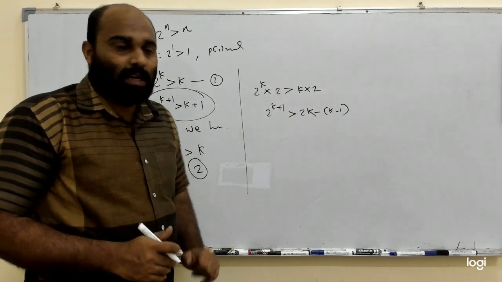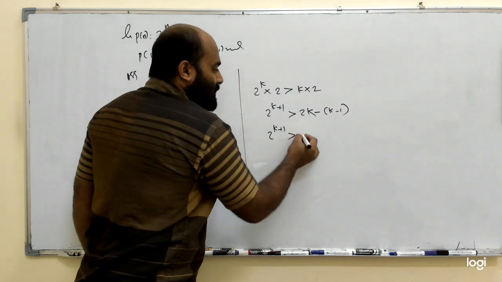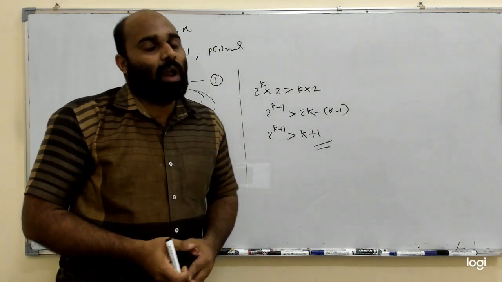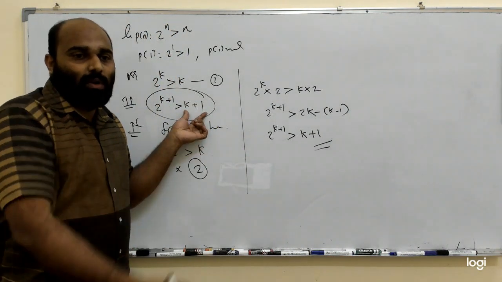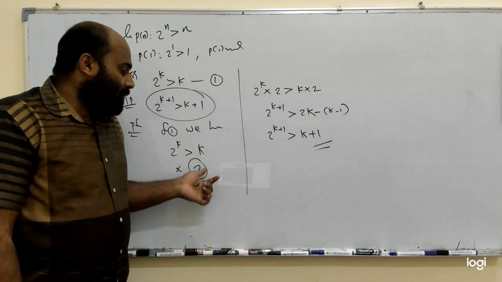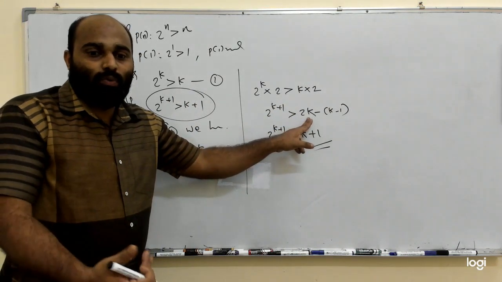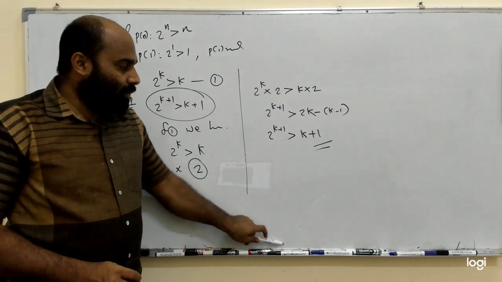So what will we get? 2 raised to k plus 1 greater than 2k minus k minus 1, which is k plus 1. From where I got k minus 1, of course you will have the doubt. The thing is, how will we get to k plus 1? From 2k, one k should go. Then k will be there and we want to get it. So this I have done. So p of k plus 1 is true whenever p of k is true.